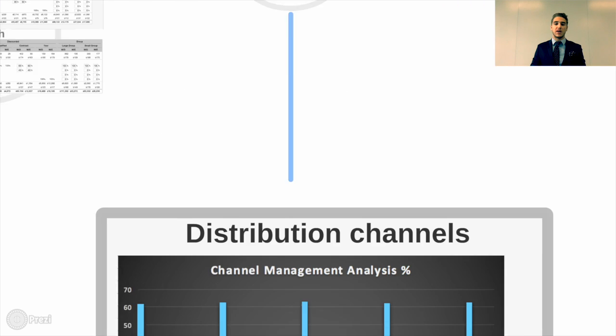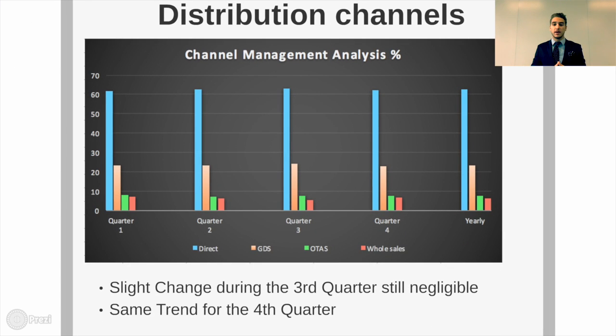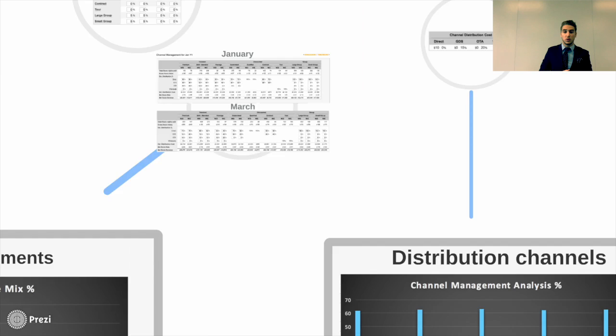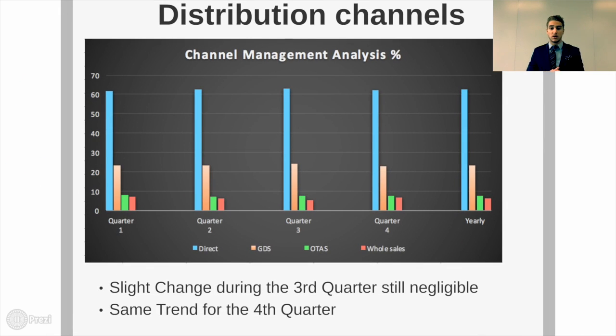The third quarter had a slight change that occurred in July, as we tried to increase the number allocated to GDS and OTA due to high demand season. We thought that more guests would travel and book via GDS and OTAs. However, this slight change doesn't affect our overall performances throughout the entire quarter. Concerning the fourth quarter, we followed the exact same trend as the second one, with still a high percentage allocated to direct bookings for the same reason.